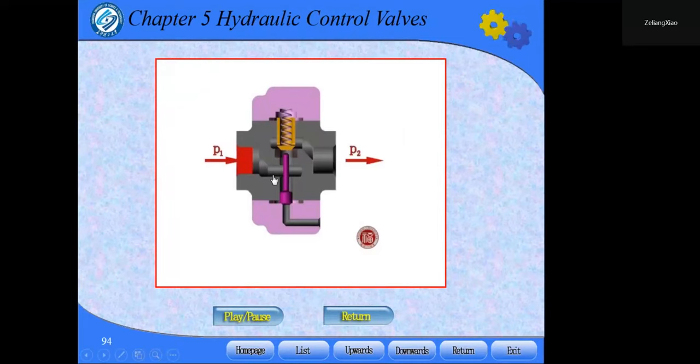This video can be played. But we have described the principle. The pressure oil goes through in this way and go through in this direction. The oil goes out at the outlet port. Also, it can go through in the reverse direction, as long as we push the core and make the spring go back, so the oil pressure can go in the opposite direction.